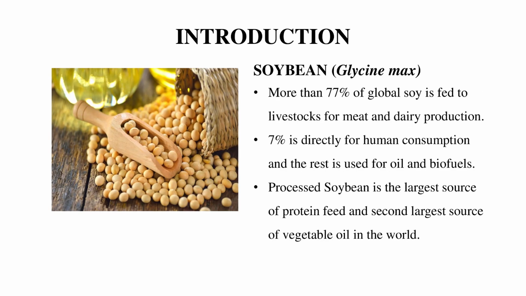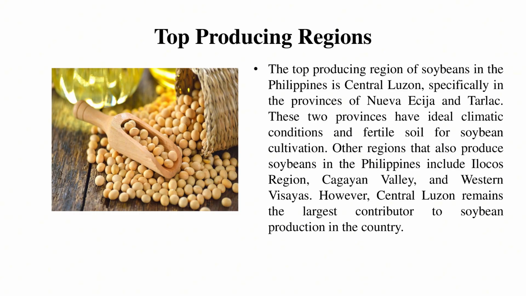More than 77% of global soy is fed to livestock for meat and dairy production, while 7% is directly for human consumption and the rest is for oils and biofuels. Processed soybean is the largest source of protein feed and the second largest source of vegetable oil in the Philippines. The top producing region of soybeans in the Philippines is Central Luzon, especially the provinces of Nueva Ecija and Tarlac.